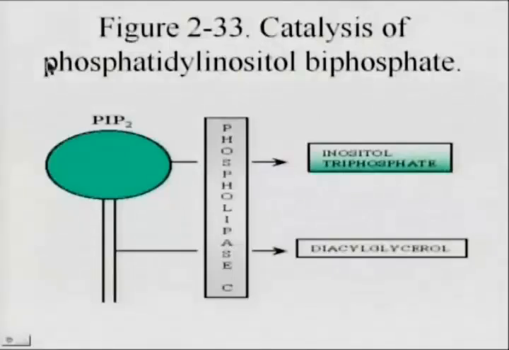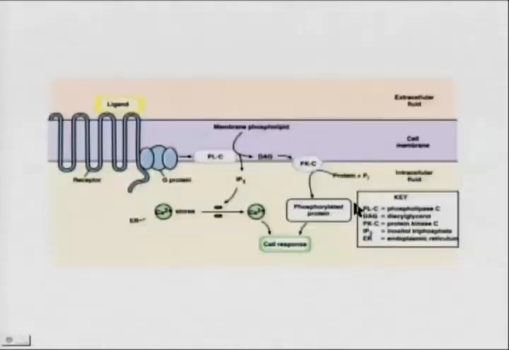Now let's take a look at the catalysis of the phosphatidyl inositol bisphosphate, so PIP2. This is one of the phospholipids within the membrane. The phospholipase C is also in the membrane, and when it is activated through the G-coupled mechanism, its substrate is right there in the membrane, and it changes it to IP3, inositol triphosphate. This diffuses into the cytoplasm, and diacylglycerol stays in the membrane and is mobile and will move around, and if it bumps into a target molecule, it can cause a cascading event.